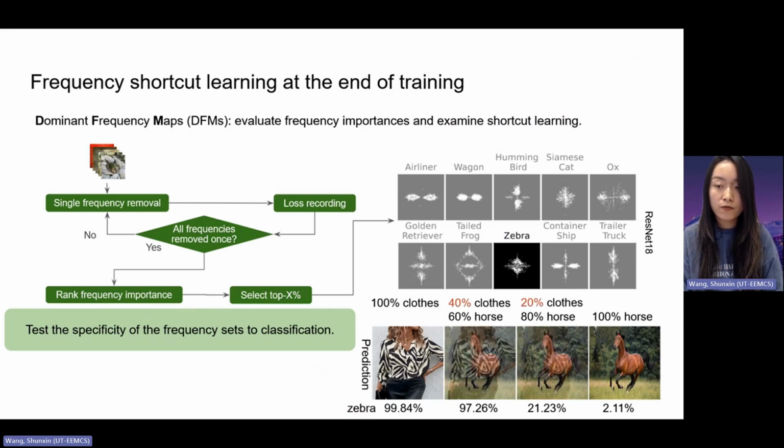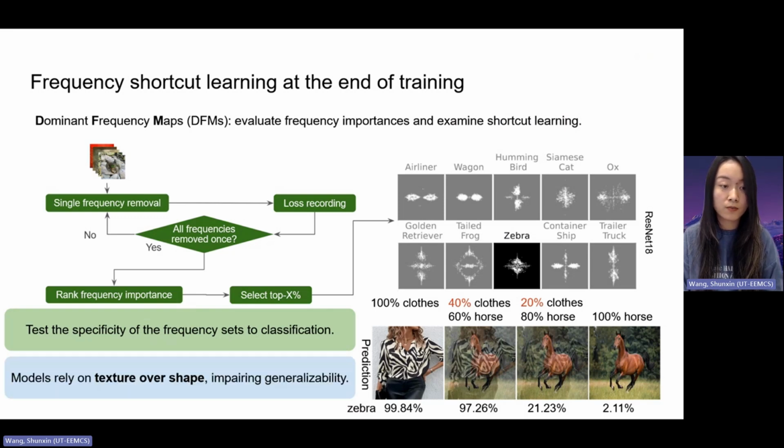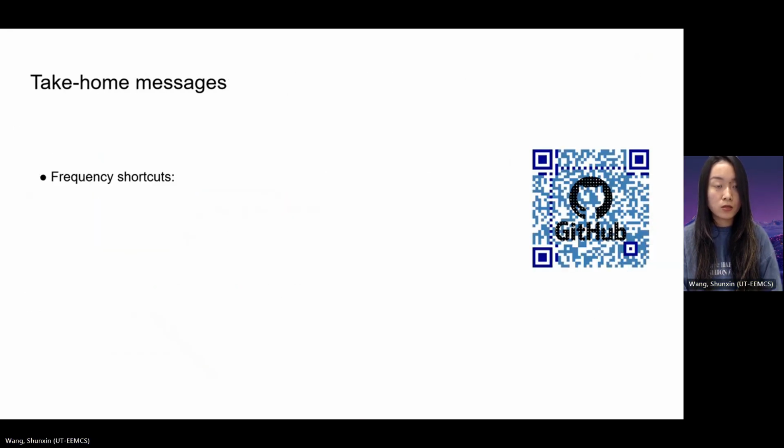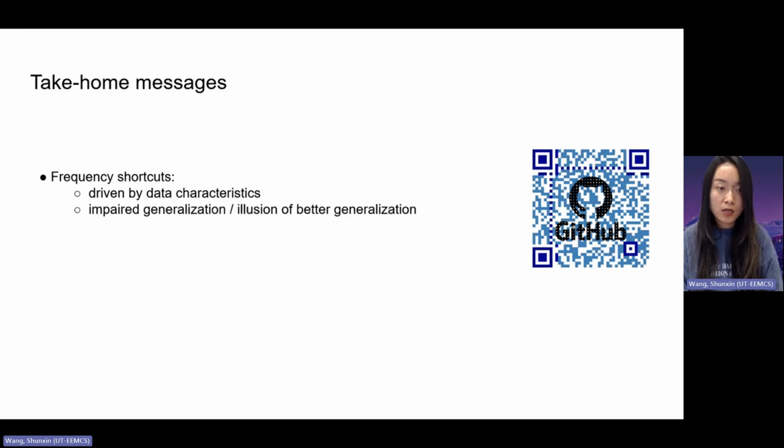If we mix these two figures together, even with just 40% of the zebra clothes image, the confidence of being predicted as zebra improves significantly. So indeed, you can see that the models are relying on textures over shapes, which impairs the generalization ability of the model. So far, we see that frequency shortcuts are driven by data characteristics, and they can impair generalization and create an illusion of better generalization.